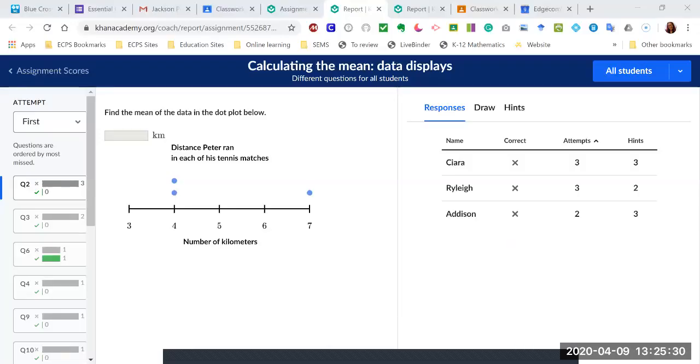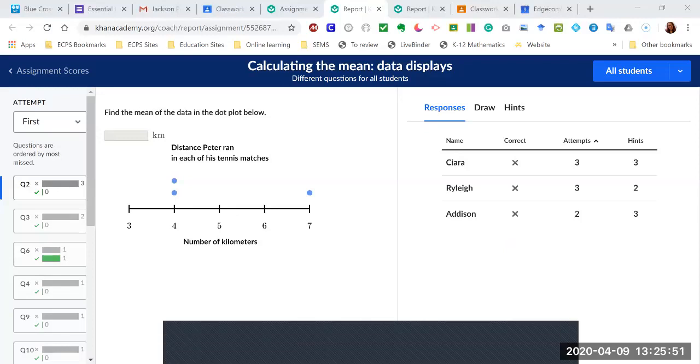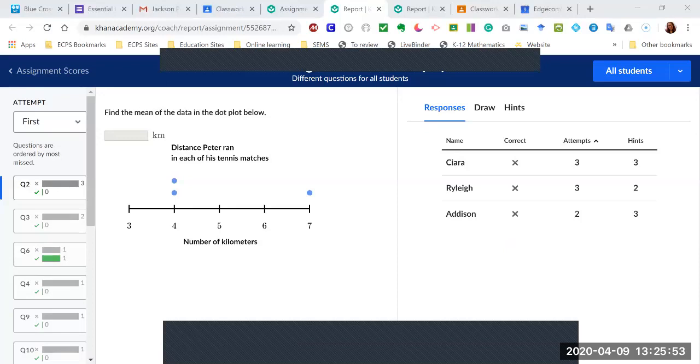Hey guys, I just wanted to go over some of the most frequently missed questions on calculating mean with data displays. I think part of the confusion is just maybe not knowing what these different types of data mean. So we're just going to go over a few of them at a time, and hopefully that will help some of you to get through these.